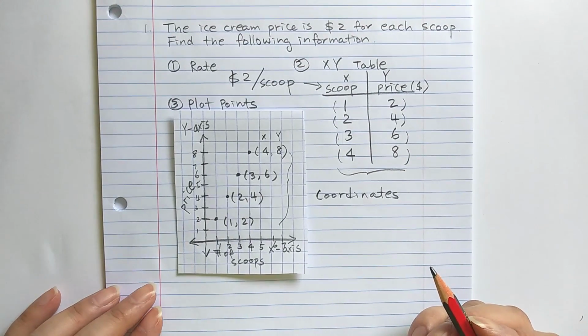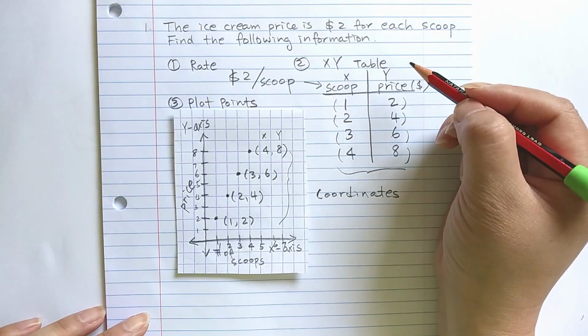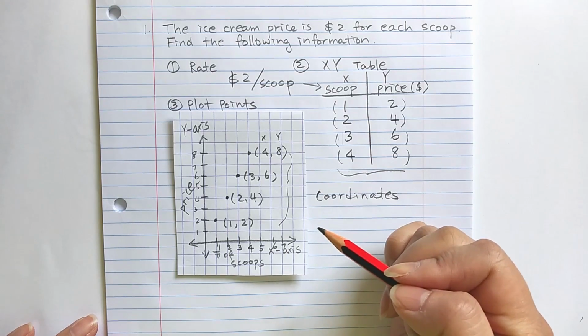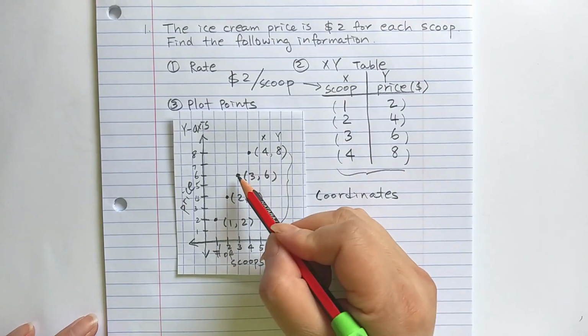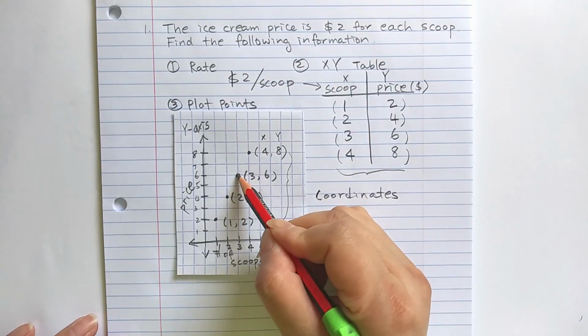Before we move on to the next lesson, I want you to remember these names. So when I say x-coordinate is 3 and y-coordinate is 6, then you should be able to locate where the point should be, which is right here.